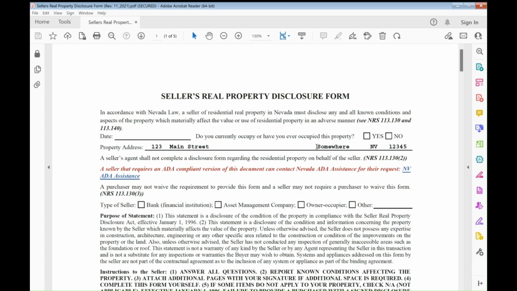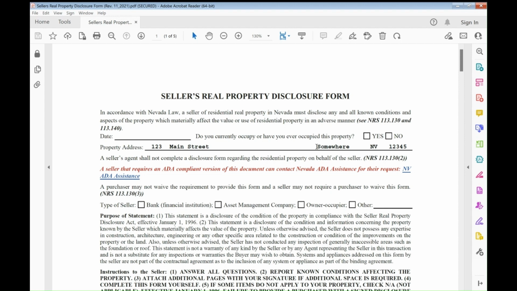Today we want to take a look at some of the sellers' disclosure forms, and this one is very important and one of the ones that we like to lead with. This is the seller's real property disclosure form, commonly known as an SRPD. You'll hear that acronym thrown out quite a bit by agents, and making sure that it is provided on behalf of the seller to the purchasers of the home.